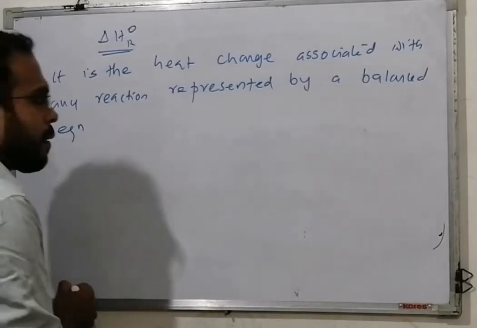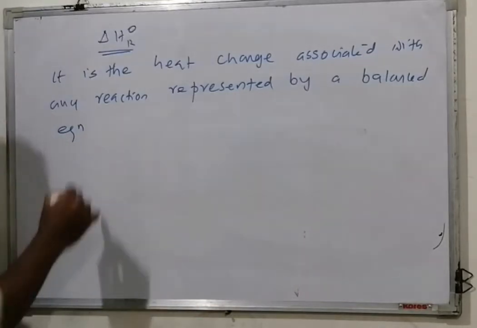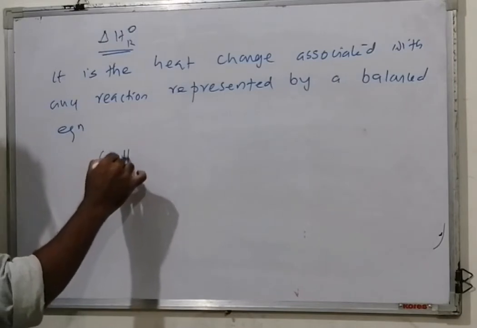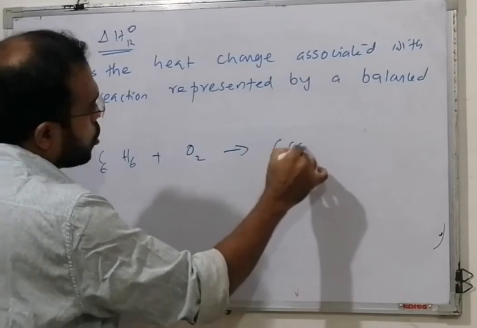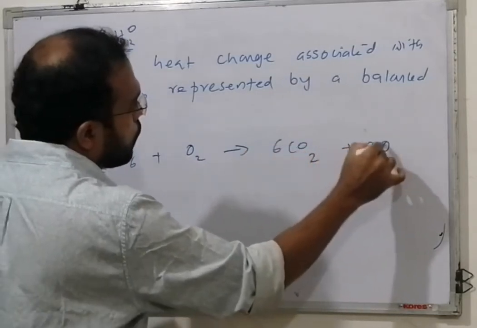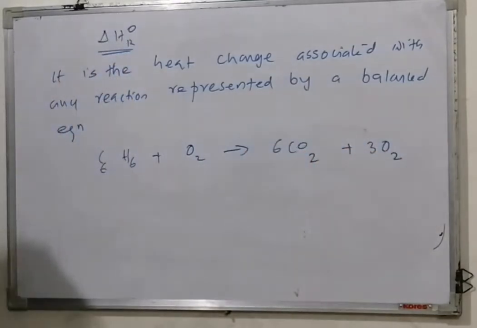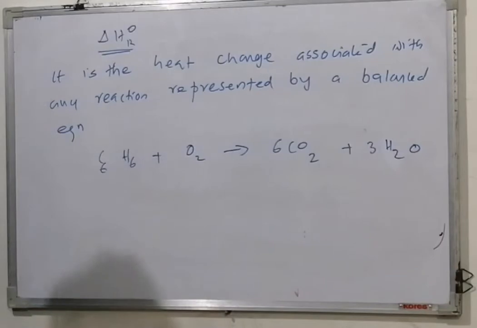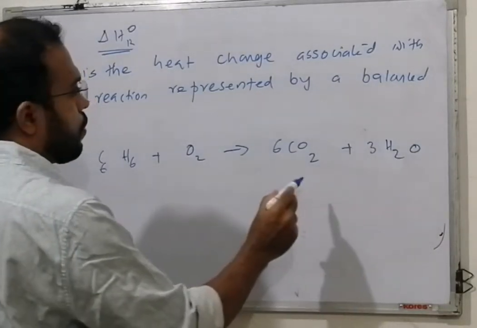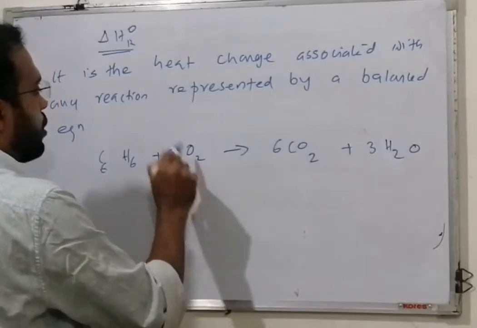Okay. Suppose you have a reaction C6H6 plus 15/2 O2 gives 6 CO2 plus 3H2O.